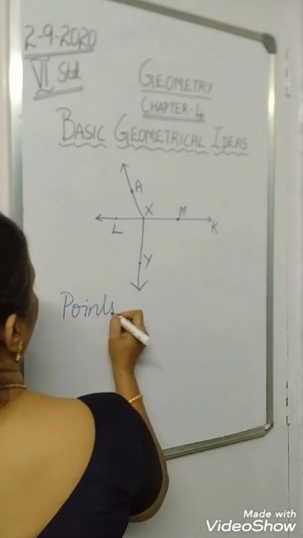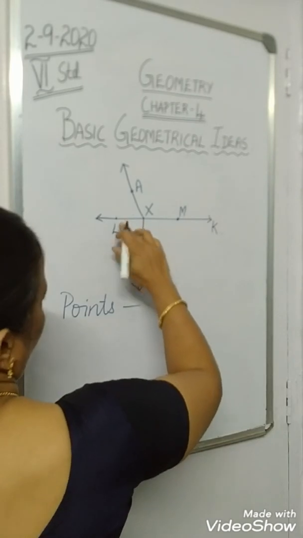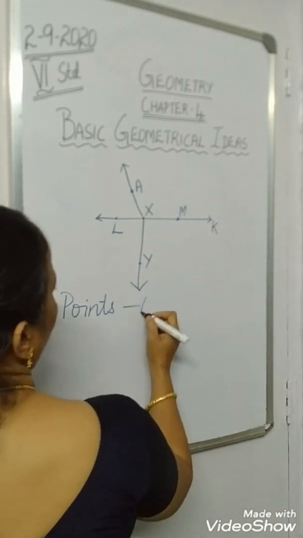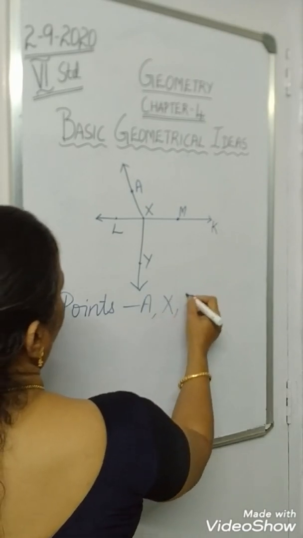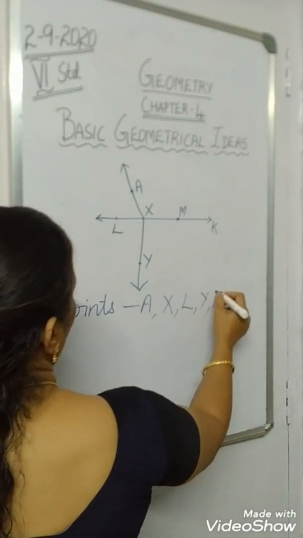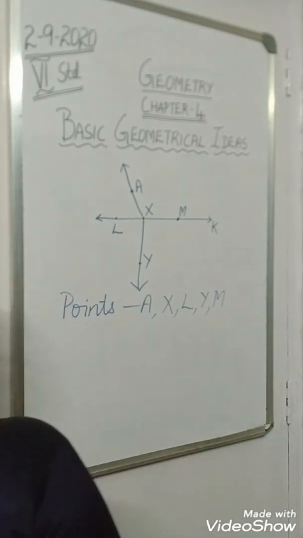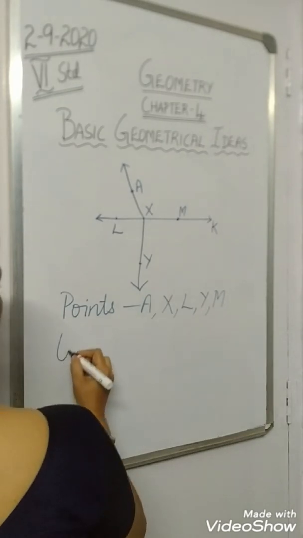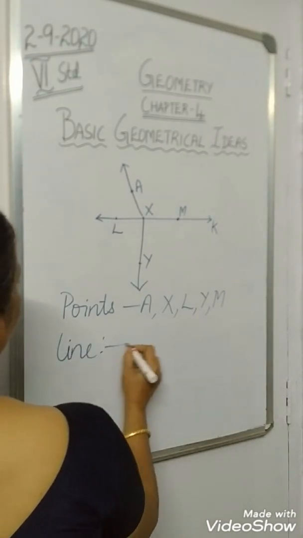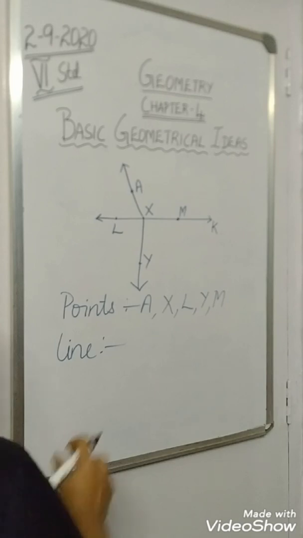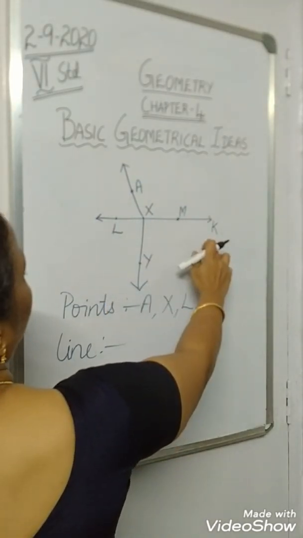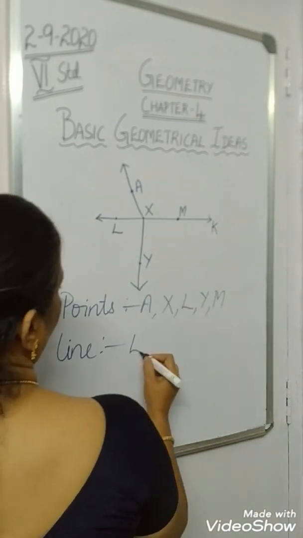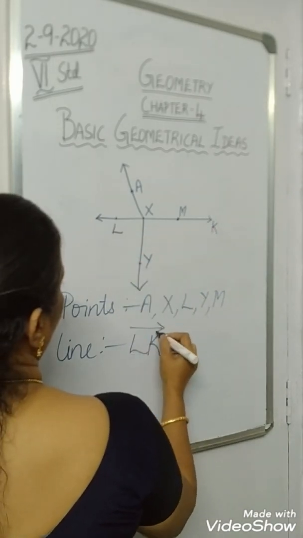Which are the points here? Can you tell? L is a point, A is a point, X is a point, M is a point, Y is a point. Yes? So we can tell A, X, L, Y, M. All these are points. Now, can you name a line? Which is the line here? This line you can take. LK is a line.